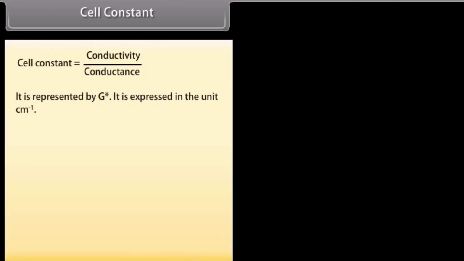Cell constant. Cell constant is equal to conductivity upon conductance. It is represented by G asterisk. It is expressed in the unit centimeter inverse.